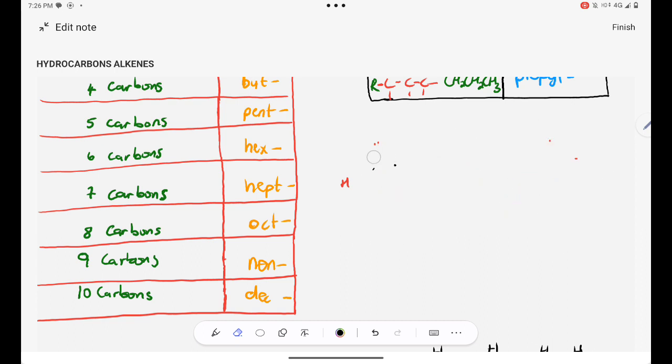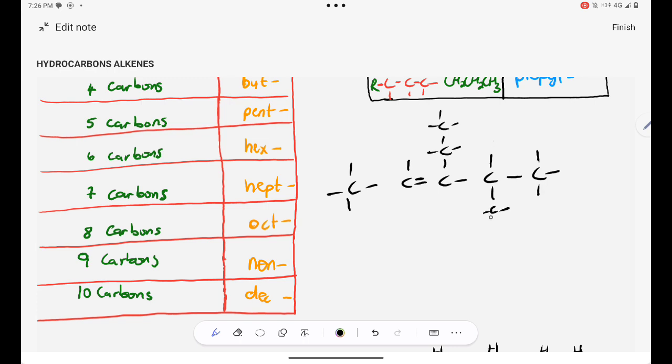Sometimes you'll have both methyl and ethyl on your structure. For example, let's say we have 1, 2, 3, 4, 5. You have your ethyl over there. Let's put the double bond here. You have 1, 2, 3. We have 1. And then maybe there's a side chain as well there. Then you have your hydrogens over there.